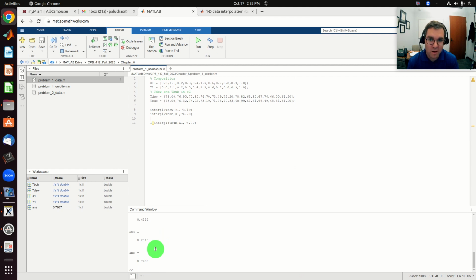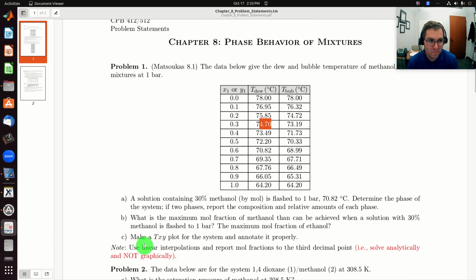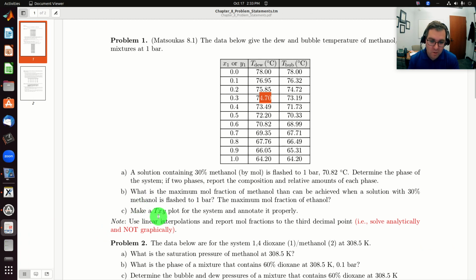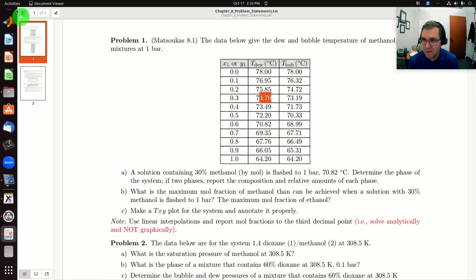of 0.7987. Okay, cool. Right, and ideally you would assign these to variables, but I'm having issues. Okay, cool. And then C, let's make a plot, right? We can make a plot in MATLAB, and then in terms of annotating it, we can label it, but ideally you would have, say, a printout, and you would draw a bubble line, dew line, and all of that good stuff on here. But let's plot it, and then we can say what it is.